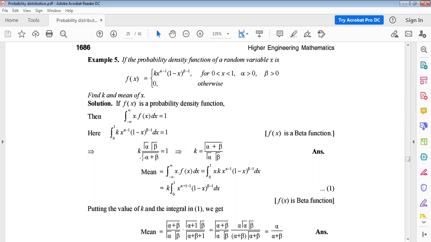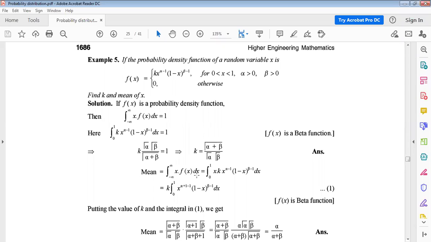So beta m n equals what? Gamma m gamma n divided by gamma of m plus n. This is the formula. That means this is the beta function, and m for alpha and n for beta. Gamma alpha gamma beta divided by gamma of alpha plus beta. This equals k, so k equals this. Now mean equals what will be?